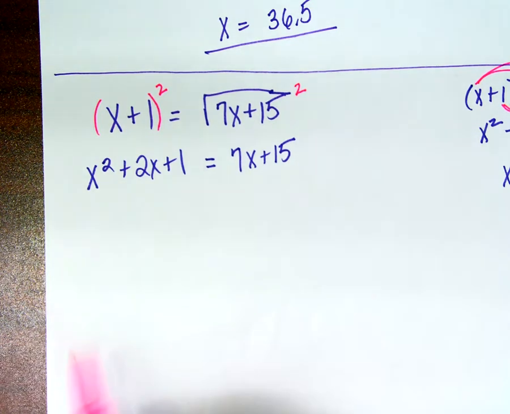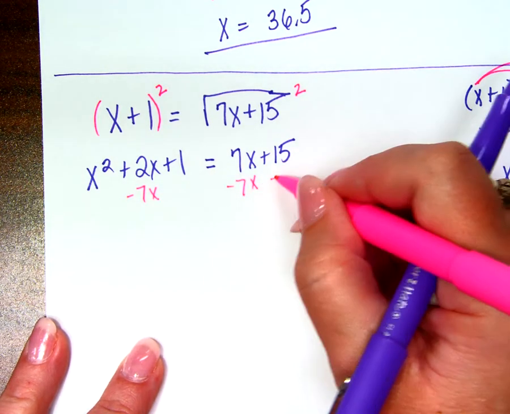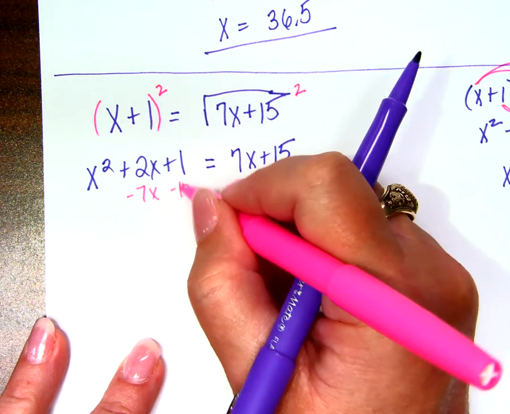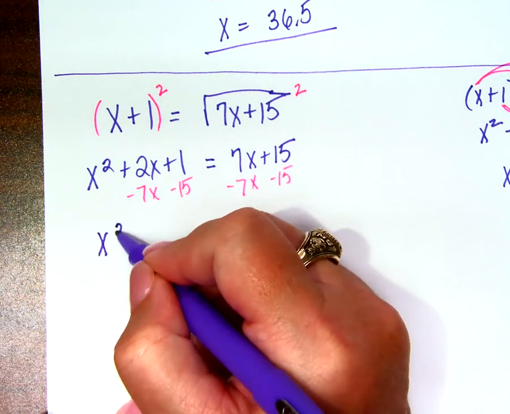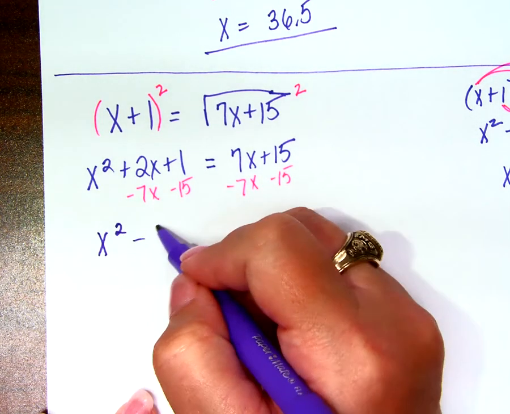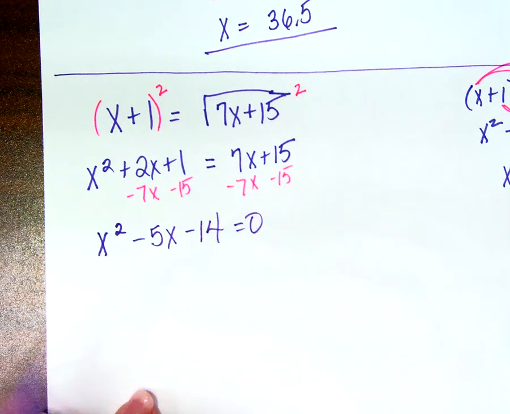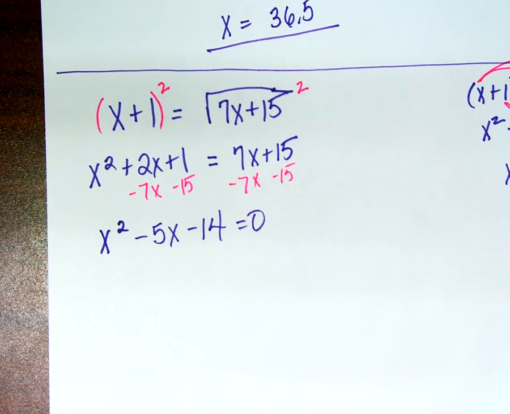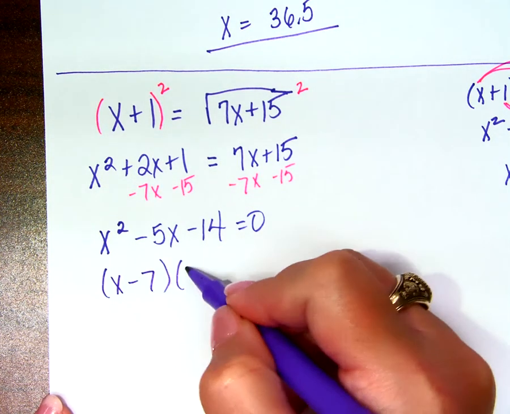Okay, so let's go ahead and subtract a 7x and subtract a 15. What does that give me? X squared minus 5x, perfect, equals 0. Is that a trinomial that I can factor? What multiplies to be negative 14 and adds to be negative 5? Negative 7 and positive 2.